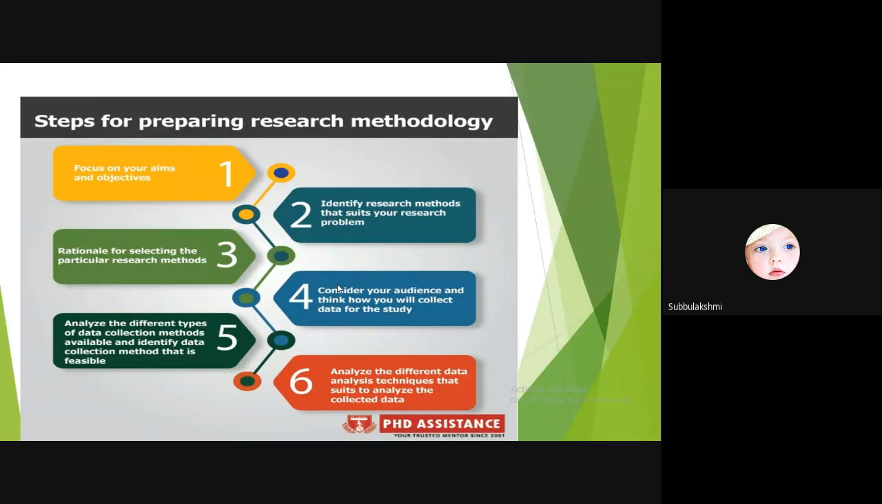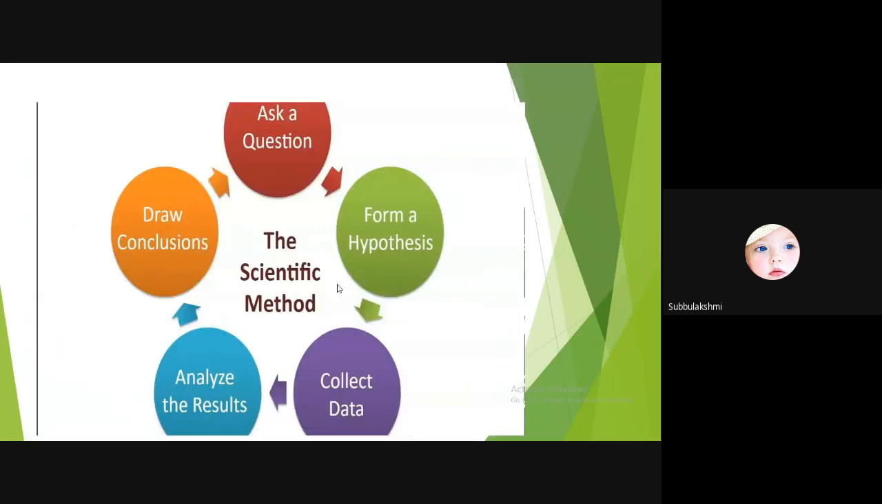Next, ma'am. Next is the scientific method, which I told you about. It is how we get a law. Supposing you are choosing a scientific method, right from the top: ask a question, form a hypothesis, collect data, analyze, draw a conclusion. It is laboratory based. So the cycle goes like this.